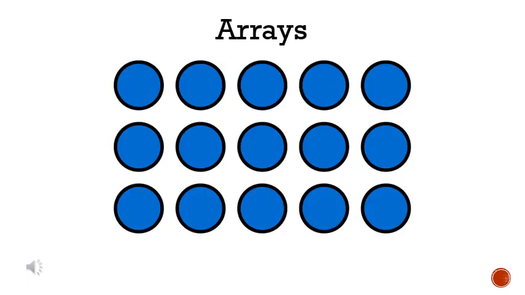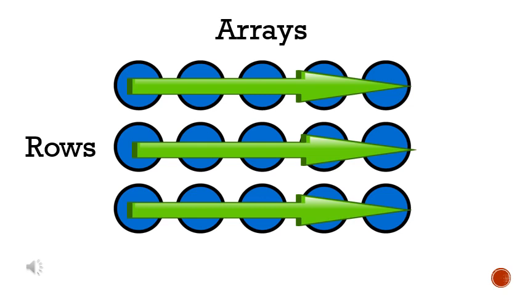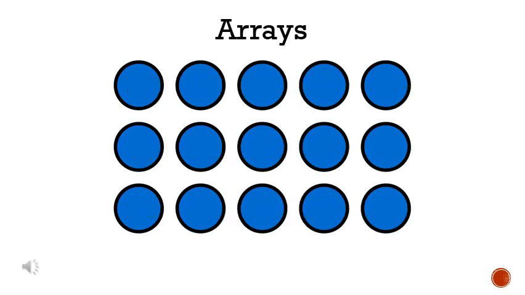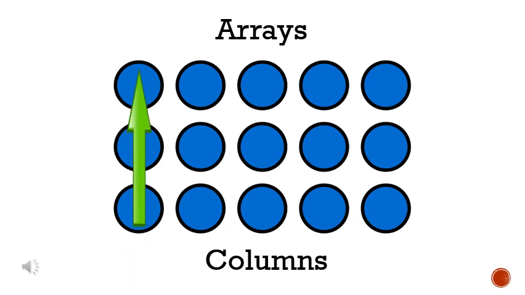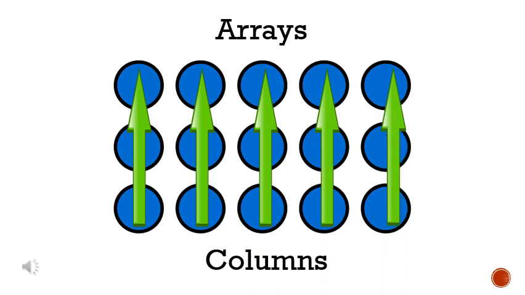When we look at an array, we look to see how many rows there are. How many rows do you see? I see 1, 2, 3 rows. Next, we count the columns. How many columns do you see? I see 1, 2, 3, 4, 5 columns.